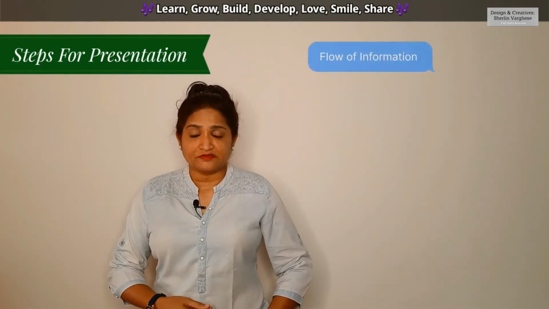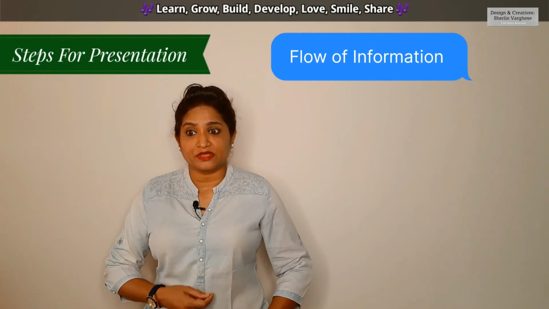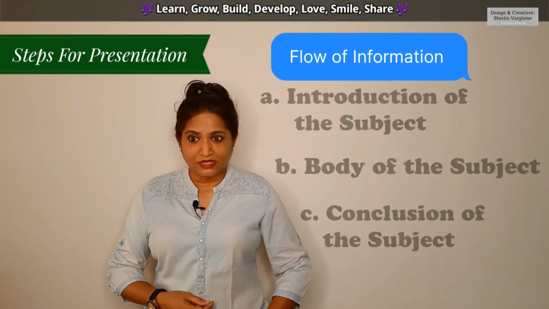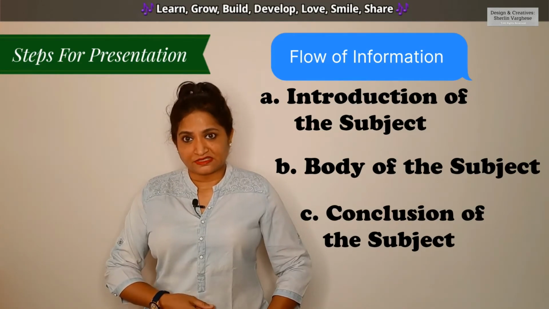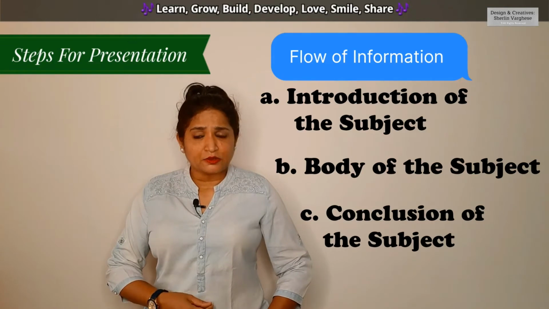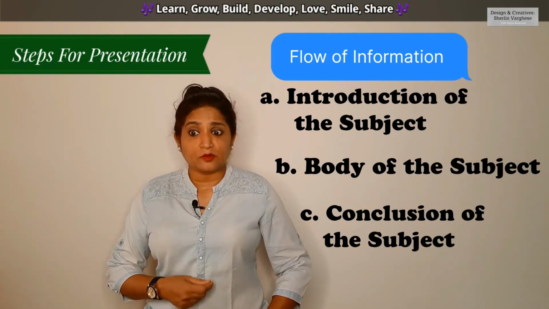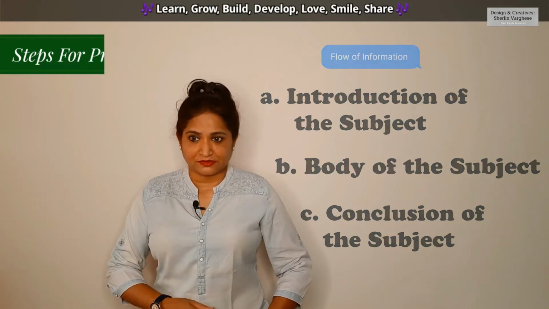The flow of information that goes in a presentation is to be divided into 3 major parts. The first one is the introduction on the subject. The next is the body of the subject and the third is the conclusion of the subject. Allocate the number of slides depending upon which amongst these 3 is important to your presentation.